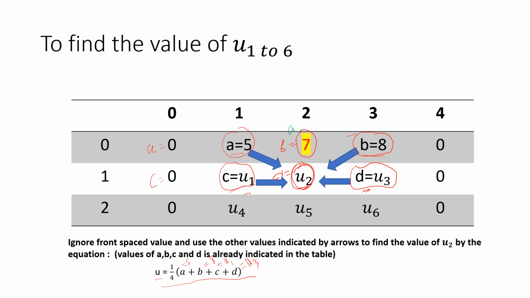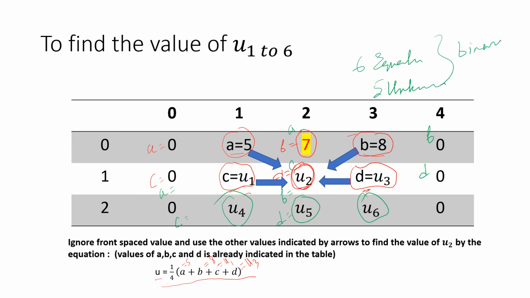A will be 7, B will be 0, C will be U2, D will be 0. And for this U4, A will be 0, then B will be 2, C will be 0, D will be U5. Right, and so on for U5 and U6. So there will be 6 equations with 6 unknowns, which you have to solve by the binary equation method. And the result will give you the values of U1, U2, U3, U4, U5, U6.